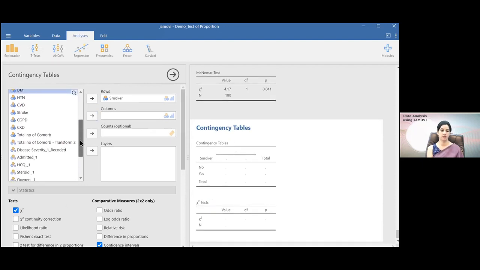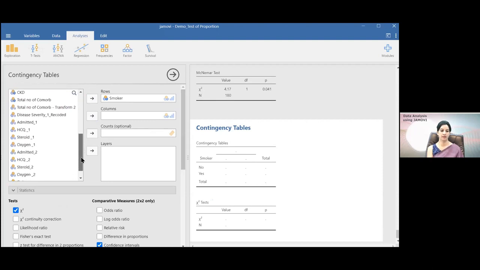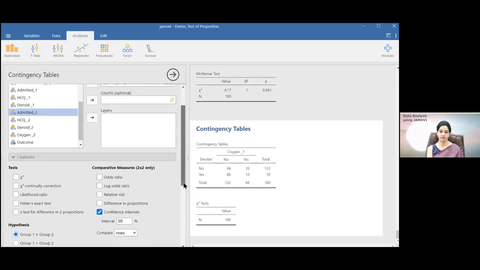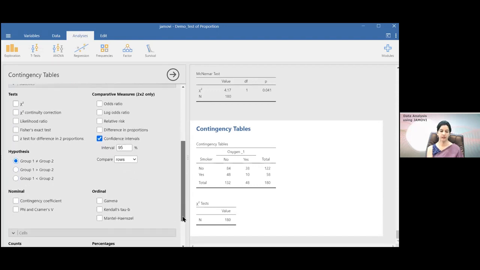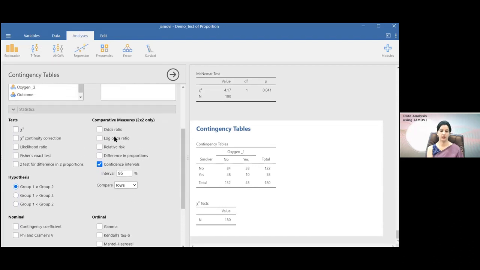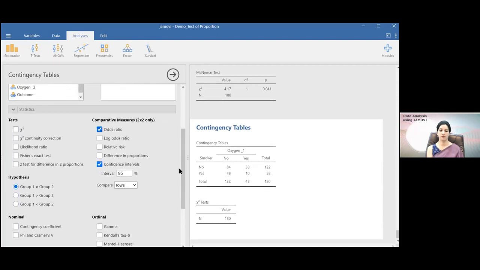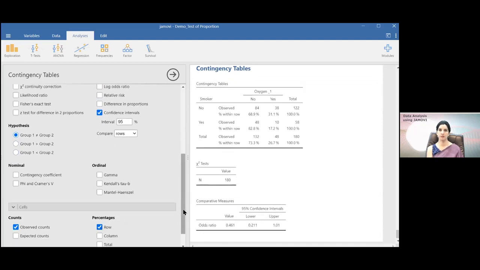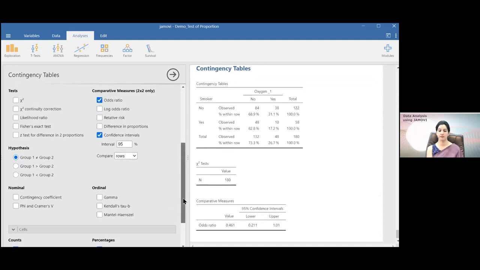So oxygen requirement, severity, oxygen one. So this is oxygen one. Uncheck this chi-square. Then you can click this odds ratio. You can click this row wise percentages also, because in 2x2 table, you have to make the row wise percentages.